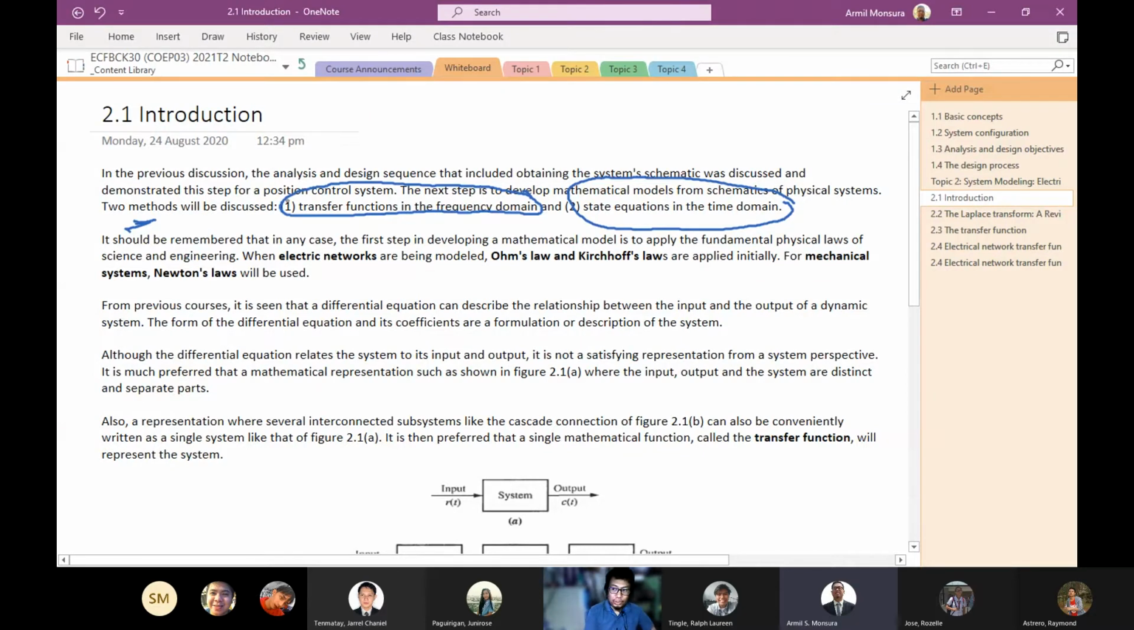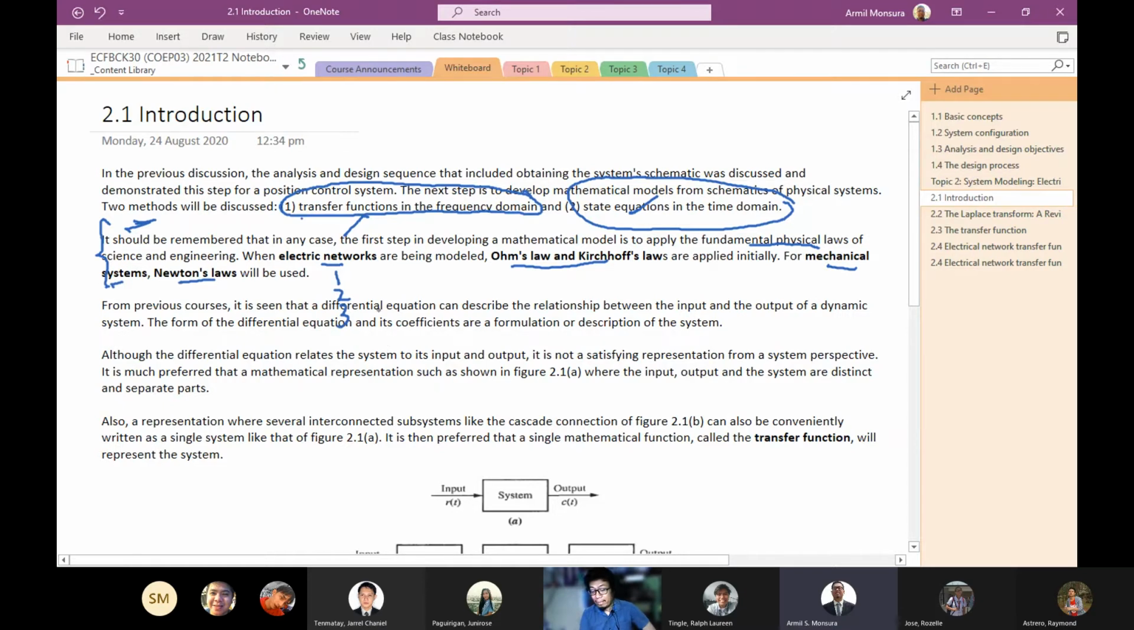Okay. Now, whether you use method 1 or method 2, when modeling systems from scratch using analytic methods, you should be able to know ano yung fundamental physical laws that apply to each case. For example, if you are modeling electrical networks, you should be able to apply Ohm's law and Kirchhoff's law because those are the basic physical laws that apply to electrical networks. For mechanical systems, you should be able to apply Newton's laws of motion. Yung first law, second law, tsaka third law. Babalikan natin yun in a later topic kasi we will be modeling mechanical systems.